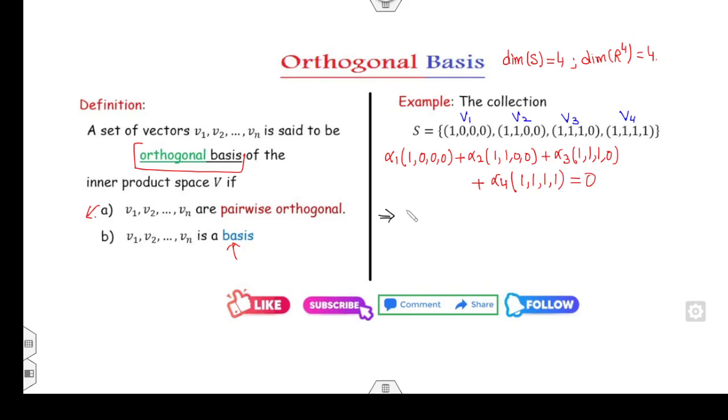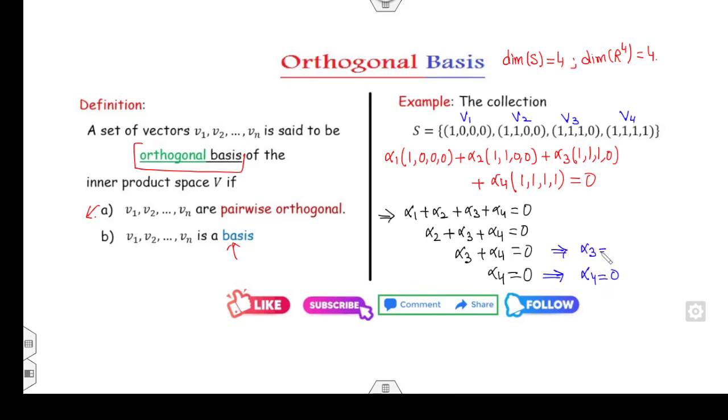Now you can see, if you equate the first component, alpha 1 plus alpha 2 plus alpha 3 plus alpha 4 is 0. For the second component, alpha 2 plus alpha 3 plus alpha 4 is 0. Then alpha 3 plus alpha 4 is 0. And the last one is alpha 4 is 0. Clearly from here you can see alpha 4 is 0. If you substitute the value, alpha 3 will be 0. If you substitute in the second equation, alpha 1 will be 0, and all the alphas are 0. So therefore, the given set is Li.